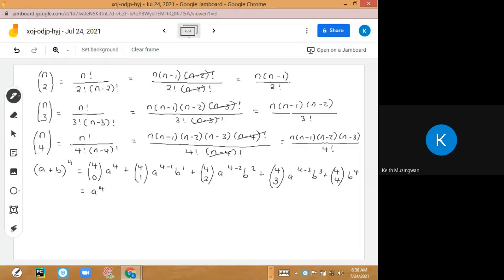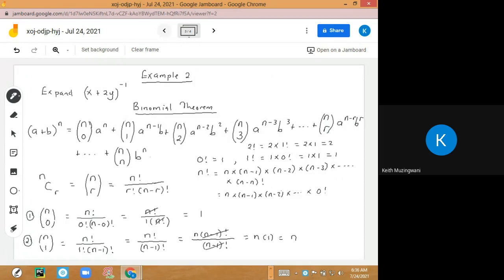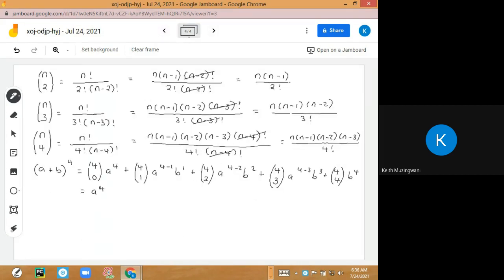Okay. So we have a to the power 4 there, since we said 4 choose 0, according to n choose 0, we said n choose 0 is 1. So no need of calculating. n choose 1 is n, so when you have 4 choose 1, we get 4, a to the power 3 b, plus 4 choose 2. 4 choose 2 is just 4 multiplied by 4 minus 1, which is 3, and then divide by 2 factorial, which is 2, and then a squared b squared, plus 4 choose 3.